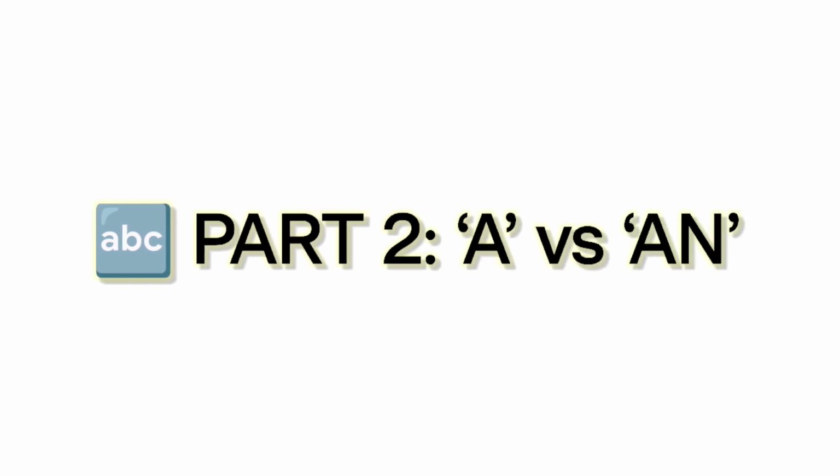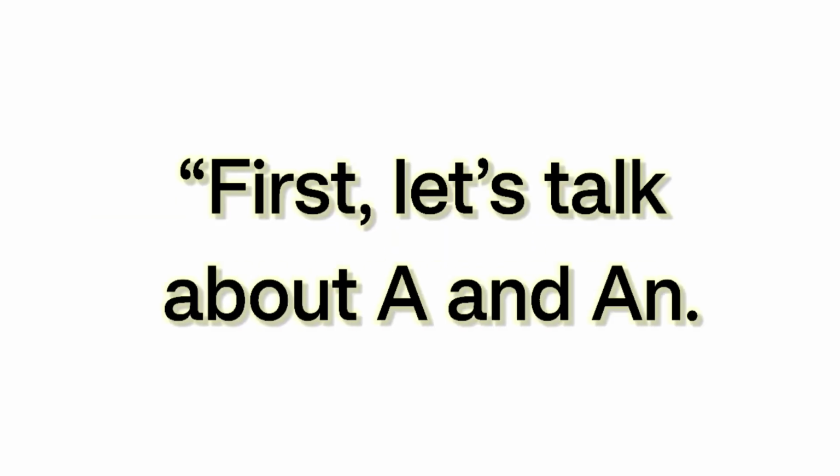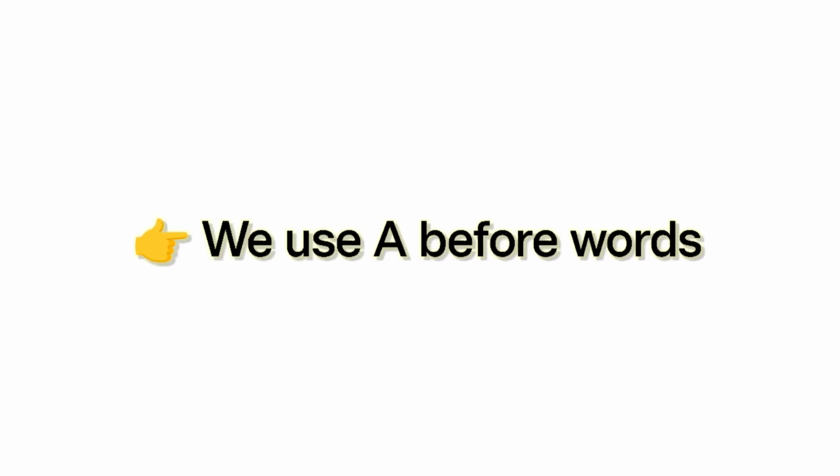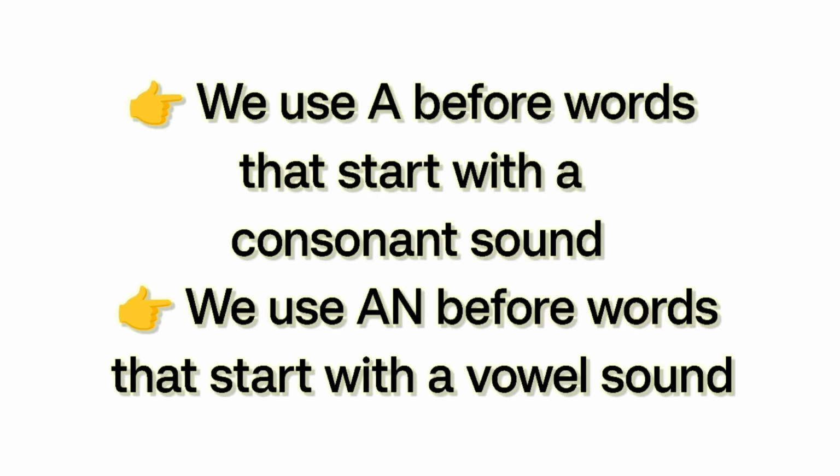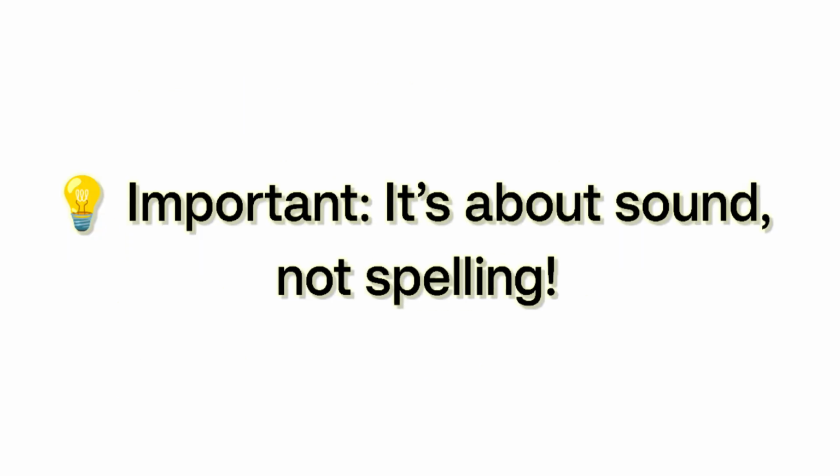Part 2: a versus an. First, let's talk about a and an. We use "a" before words that start with a consonant sound. We use "an" before words that start with a vowel sound. Important: it's about sound, not spelling.